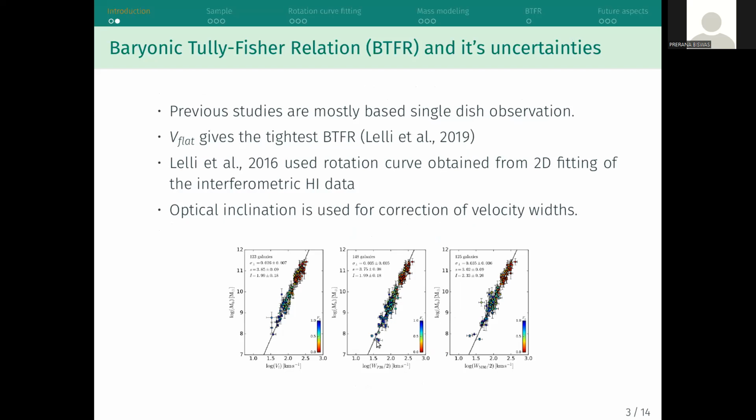This one is for V_flat. This one is the widths, W_P20 and W_P50. Here you can see that V_flat is giving the tightest Tully-Fisher relation. And there is another aspect: in most cases, when the width of the spectra is corrected for inclination, the optical inclination has been used. But that may be a matter of concern because the optical inclination is defined from the isophotes of the optical observation, but it can be different from the inclination defined from the HI observation. So later in this talk, we will be exploring this in detail.